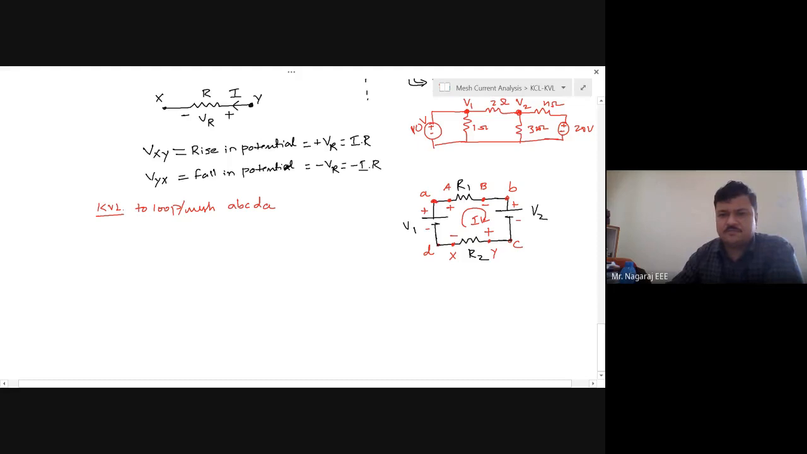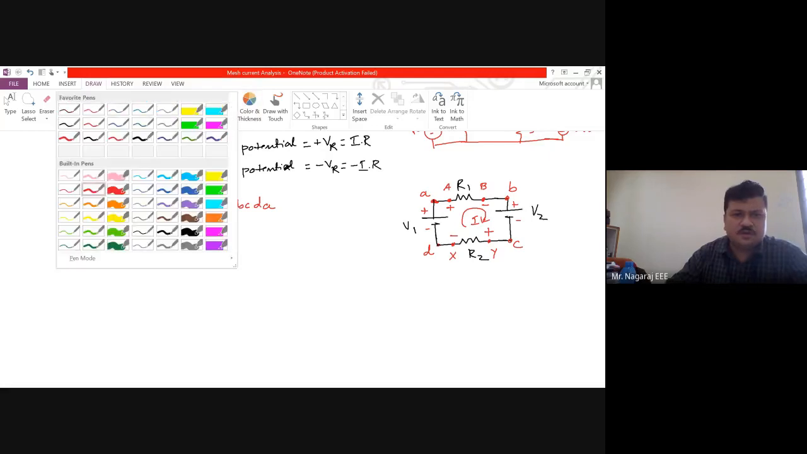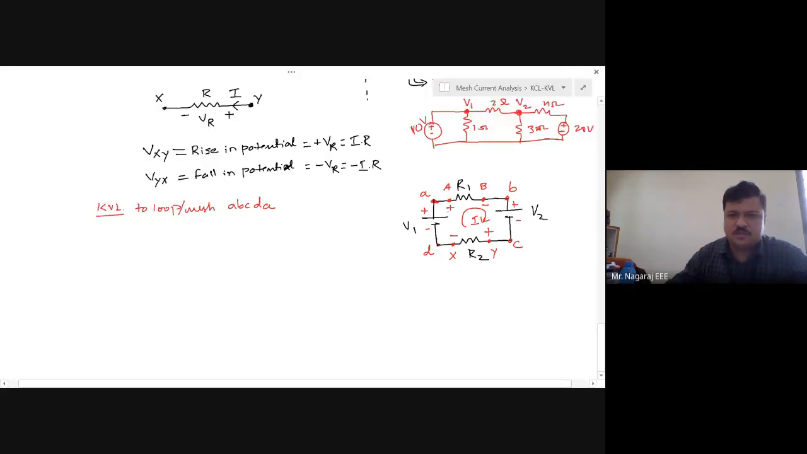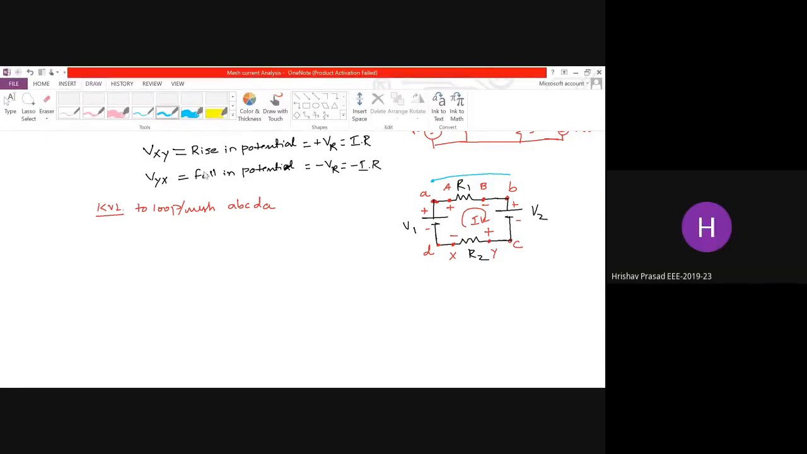Now start from A. The traversing path is in my mind; mentally we should be tracing the elements. When I trace from terminal A to B, I am tracing R1 from A to B with terminal A positive and terminal B negative. So R1 experiences, from A to B, a fall in potential or a rise in potential? A fall in potential.